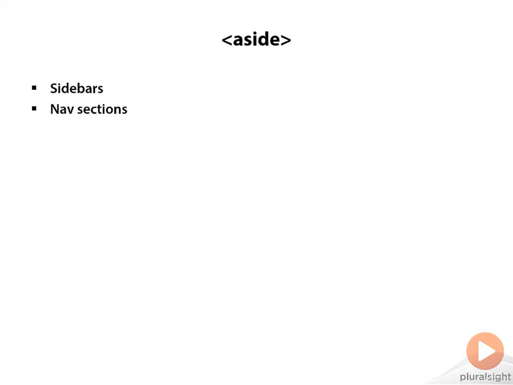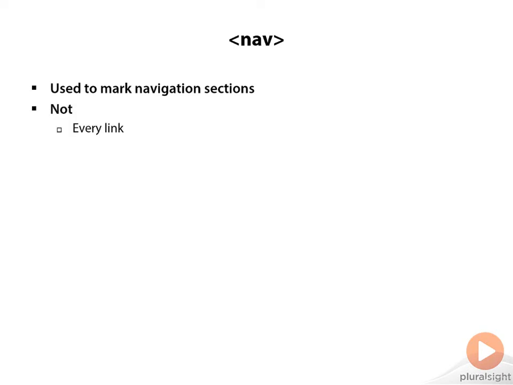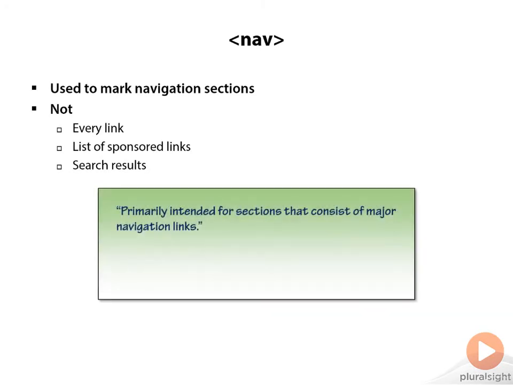Now you'll notice that we marked nav sections, and those are now marked off with the new nav tag. But the nav tag should be used in a very specific way to mark navigation sections, but not to mark every link on your page or a list of sponsor links or search results. According to the spec, the nav tag should be used, quote, primarily for sections that consist of major navigation links.